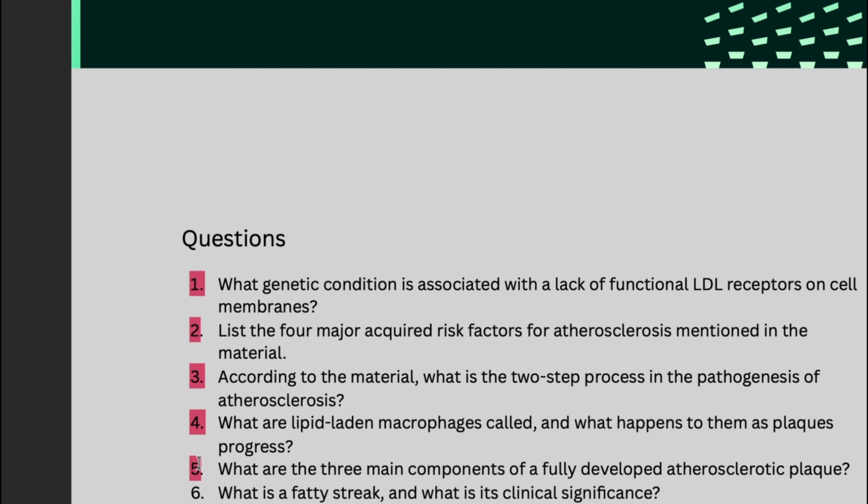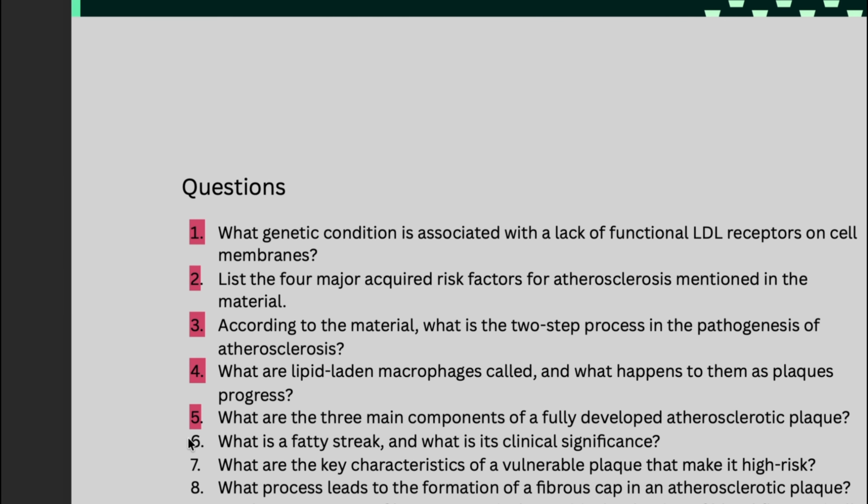So for question 5, what are the 3 main components of a fully developed atherosclerosis plaque? And the answer is a mature atherosclerotic plaque consists of a central lipid-rich necrotic core, a fibrous cap, and endothelial covering. Let's look at question 6.